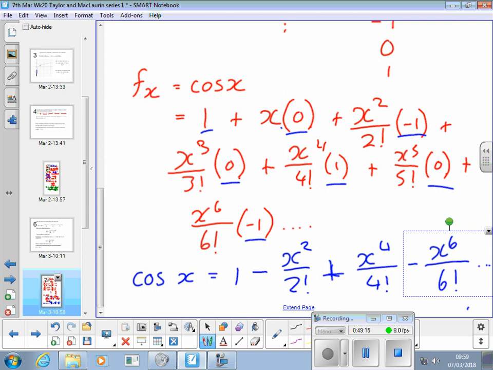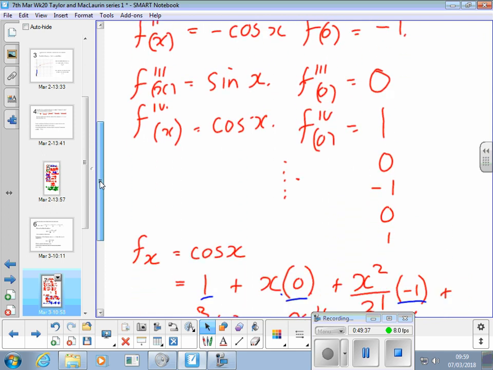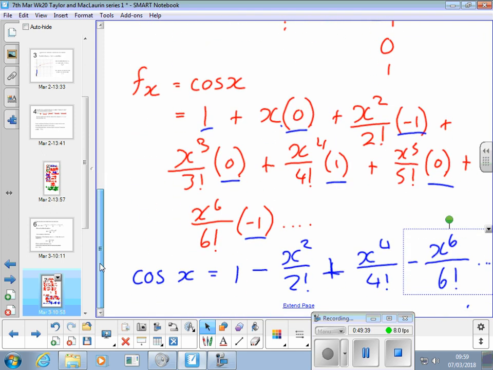The question asked for 4 terms, but we've gone up to x to the power of 6 because the odd terms are missing. So when you model a cosine function using the Maclaurin series, you only get even terms of n.